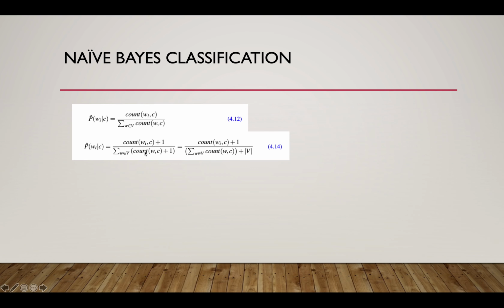If we add a 1 to each count for every word, this is basically the same as taking this 1 out and just adding to the denominator the number of distinct words in the whole vocabulary. It's called the vocabulary. We'll see an example, and then we just have that plus 1. So this is what we're going to use in our example that we're doing next.